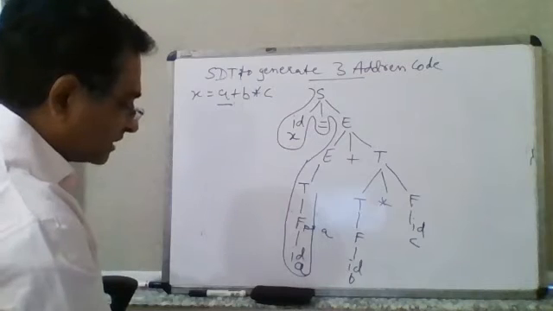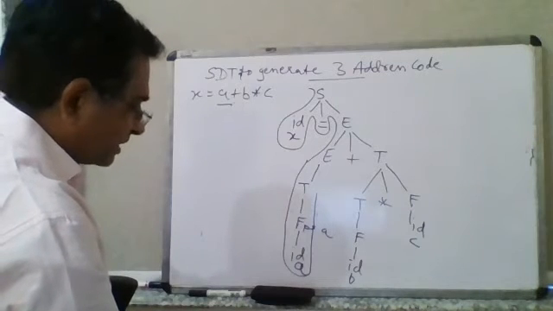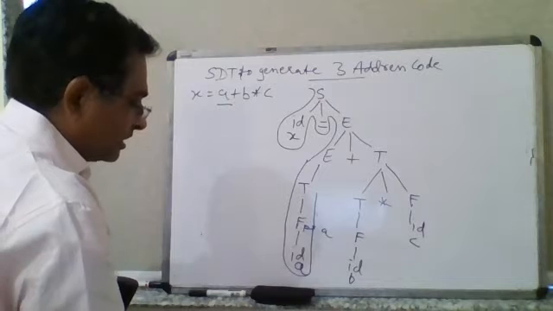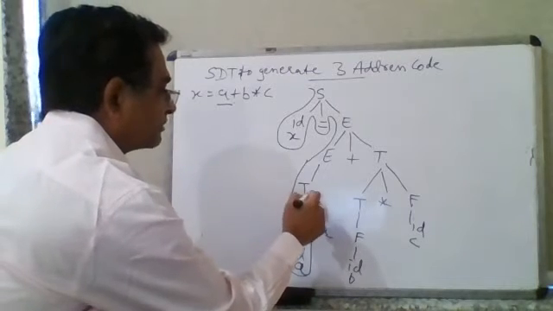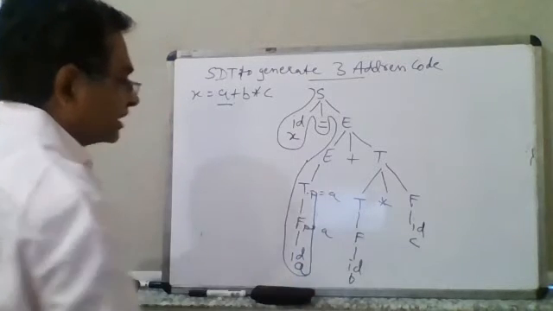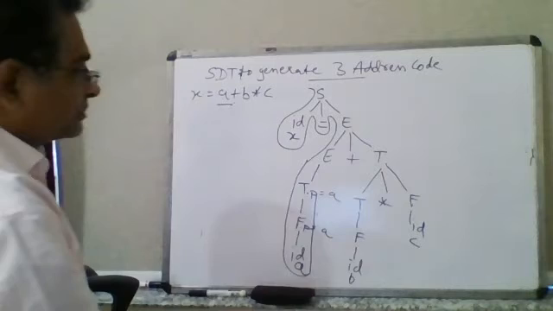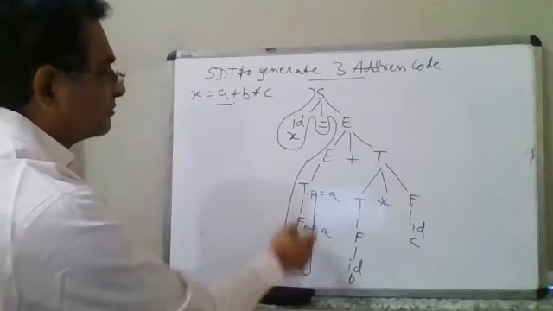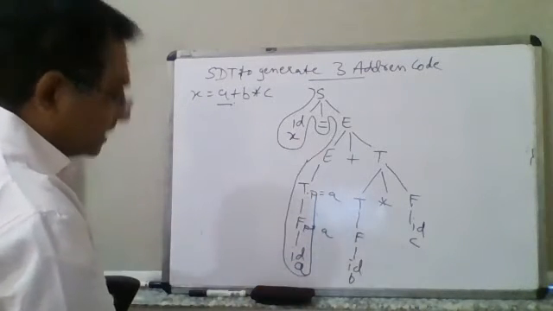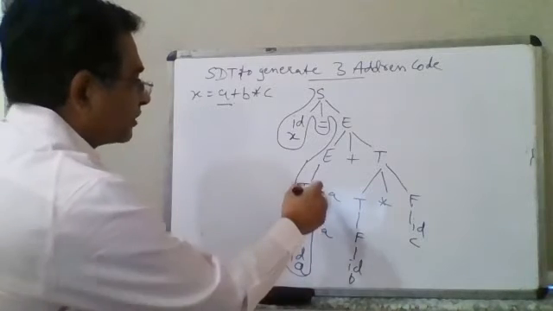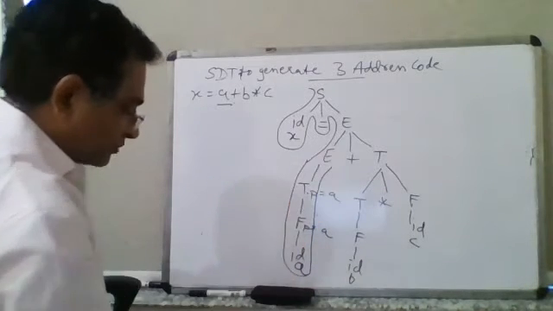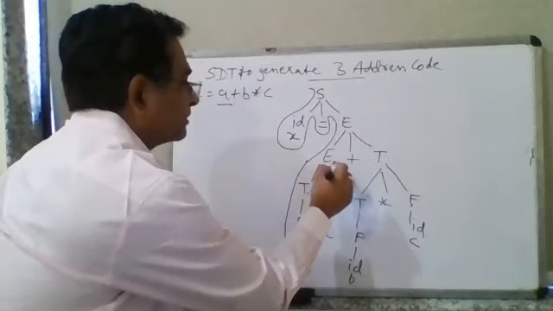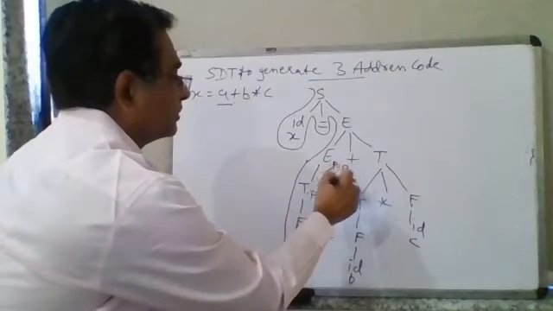So again, T tends to F is the reduction operation which is possible. So at this reduction, T dot place equal to what? F dot place. So T dot place equal to again A. Are you getting it? So T dot place equal to F dot place, and F dot place equal to ID dot name. So it continued in this way. And again, E dot place equal to A. So it will continue in this way.